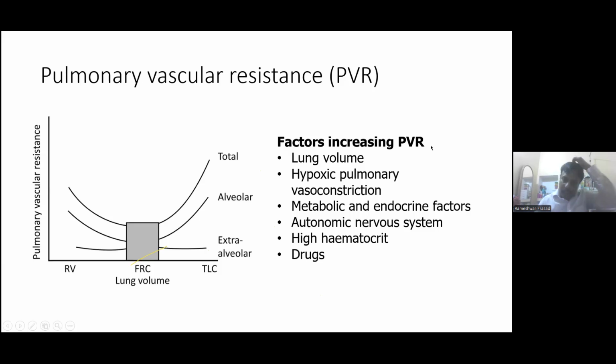What are the causes of increasing pulmonary vascular resistance? It is lung volume, as it is depicted in this graph. Second is hypoxic pulmonary vasoconstriction. Hypoxia is a potent pulmonary vasoconstrictor, and at a cutoff value below 50 or 60 millimeter of mercury, pulmonary vasoconstriction starts. Other causes are metabolic or endocrine, like if you use alpha agonist for the management of shock, or beta agonist for the management of shock. One will constrict or one will dilate. High hematocrit like polycythemia. These things will increase pulmonary vascular resistance.